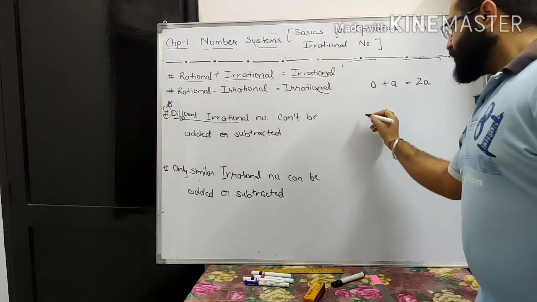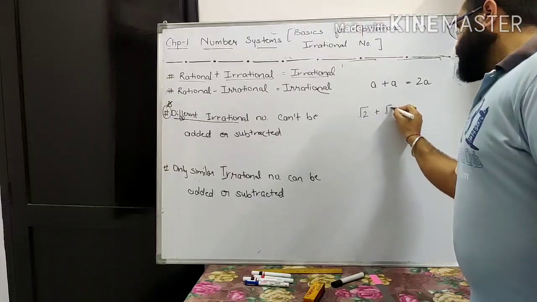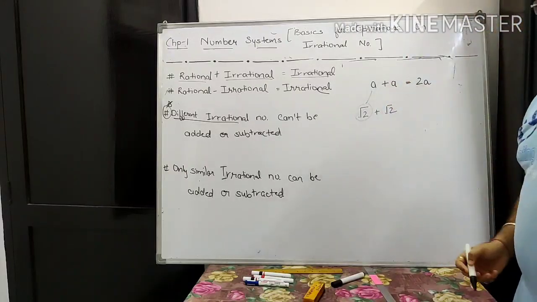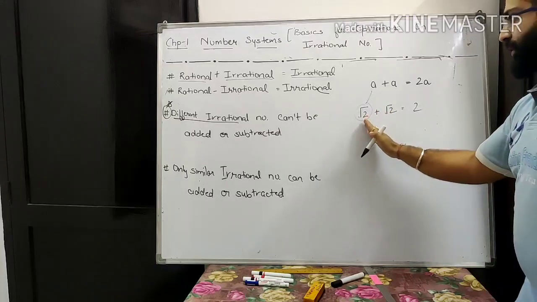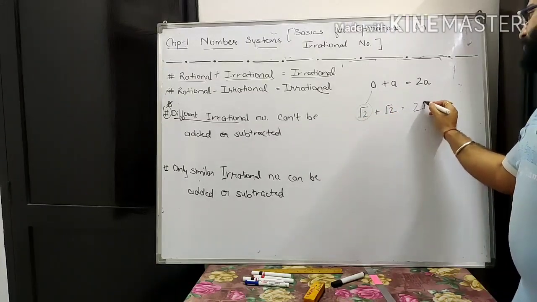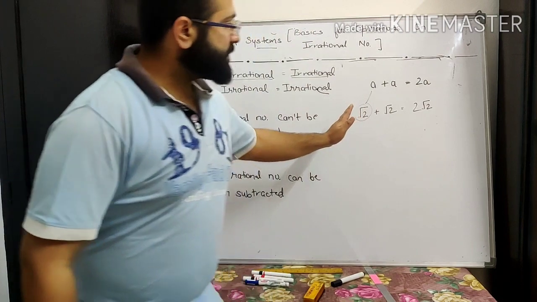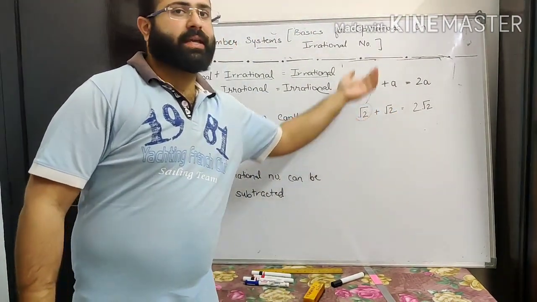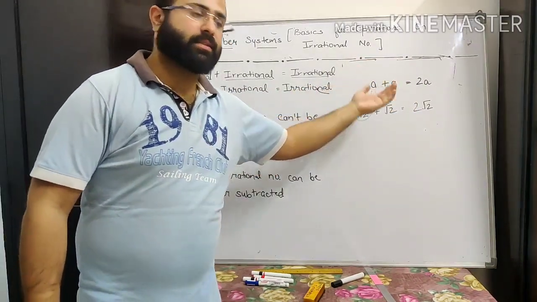In a similar manner, let us see what if we have under root 2 plus under root 2. Let us say 1 under root 2 is a. So a plus a was equal to 2a. So under root 2 plus under root 2 will be equal to 2 times under root 2. In this case, as the irrational terms were the same or similar, they can be added. Same or similar irrational numbers can be subtracted too.